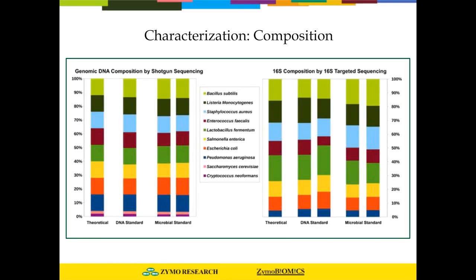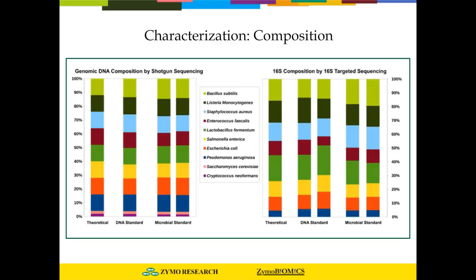This is just looking at the actual composition by shotgun metagenomic sequencing and also 16S. On the left you see the theoretical, in the middle you'll see the DNA standard, and then the microbial standard. So this is actually the real extraction where we extract it using one of our kits, and you notice that the profiles are matching very, very close to the theoretical.